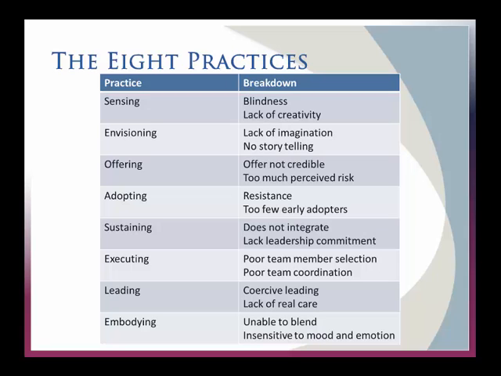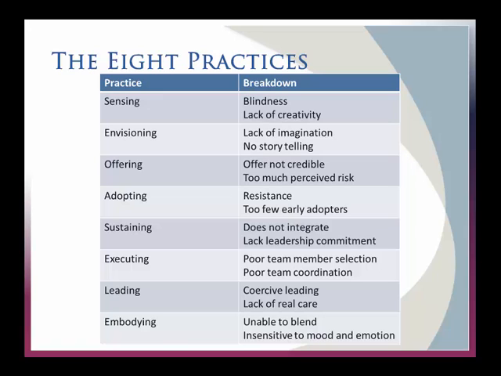So with sensing, we're talking about having a blindness to the problem or a lack of creativity. With envisioning, that would be just a lack of imagination or an inability to tell the story, an inability to see how you go from the problem to a product or a solution. In offering, we talk about, what if the offer just isn't credible? There's no business case behind it. You can't sell this idea because it's not credible, or there's too much risk involved.